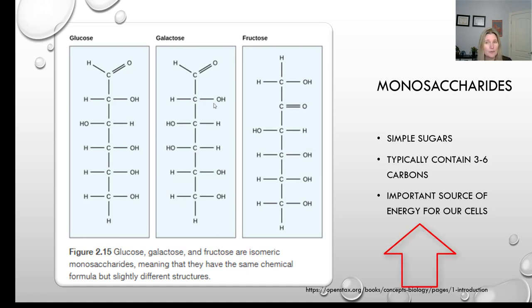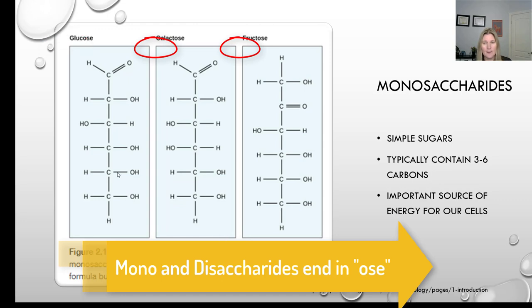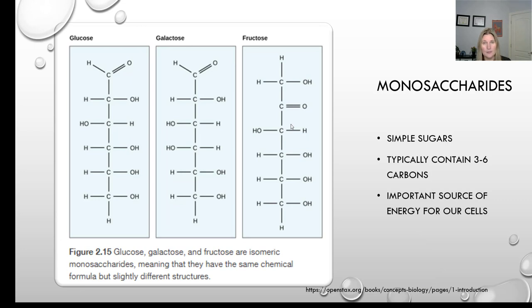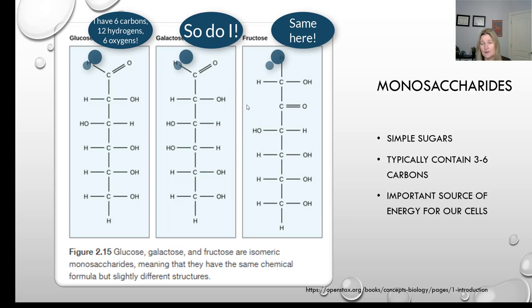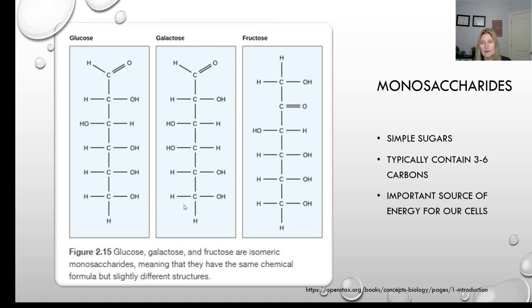Now, here are 3 examples of monosaccharides. So we have glucose, galactose, and fructose. And one interesting thing about these 3 molecules, they all share the same chemical formula. They all have 6 carbons, 12 hydrogens, and 6 oxygens. But notice they have slight differences. Between glucose and galactose, you can see the placement of the hydroxyl groups, the OHs, is slightly different. You have 4 on this side and 1 on that side. Here you have 2 on this side and 3 on that side.